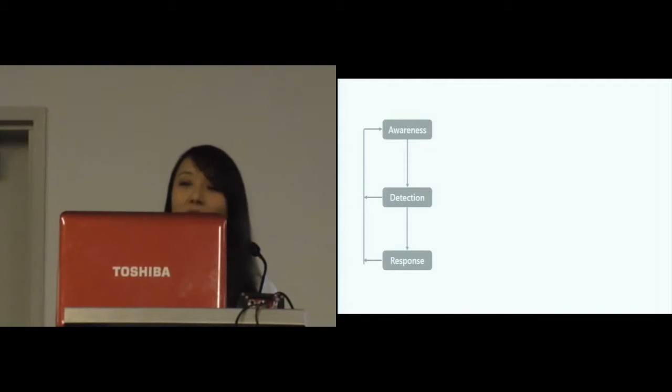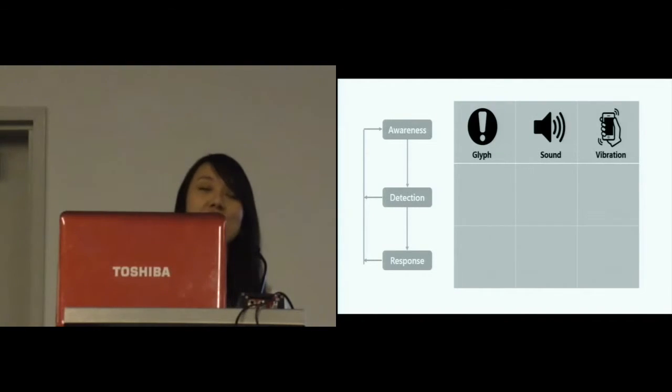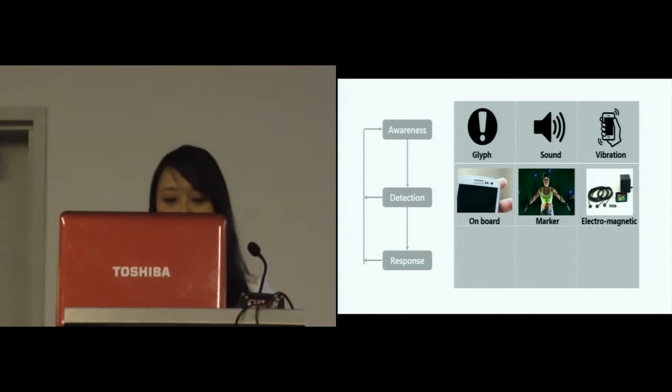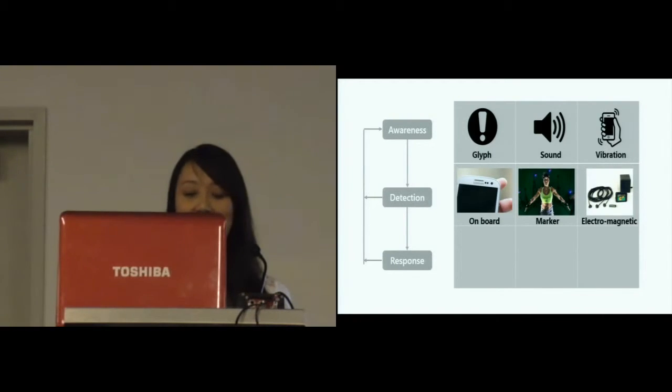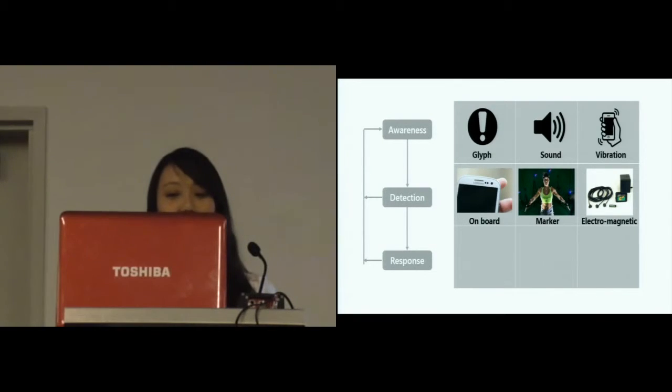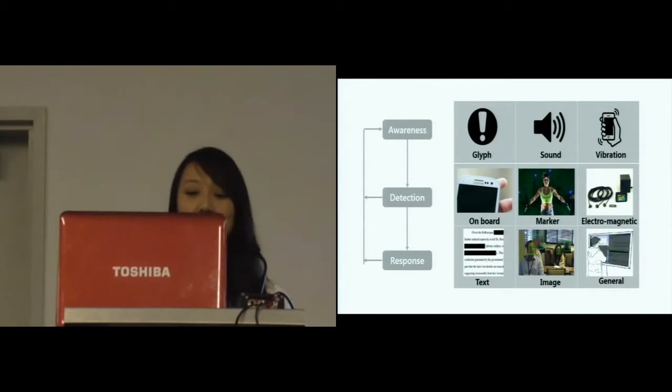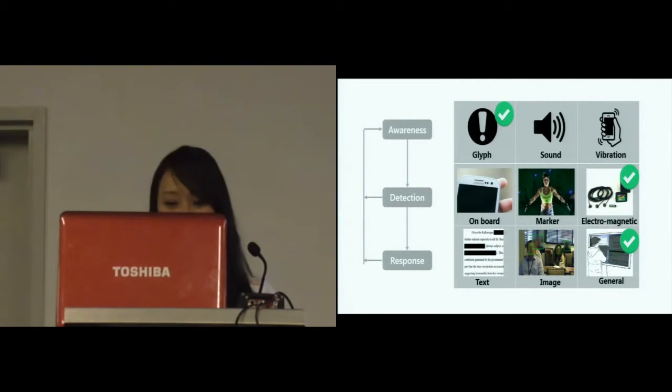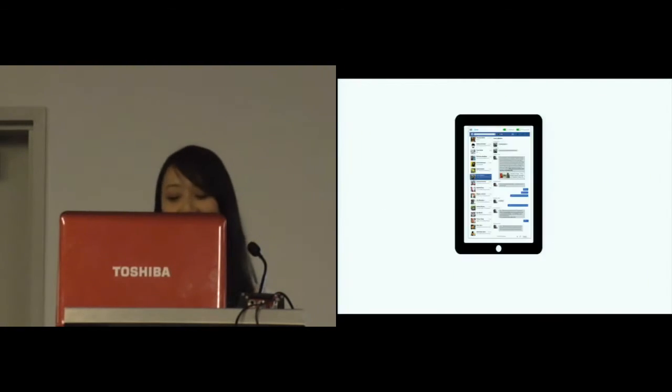Awareness could be raised by notifications in the form of glyph, sound, and vibration. Digital detection has been explored with front camera-based eye counting and eye detection, or marker-based motion trackers, electromagnetic motion trackers. The ways to respond include altering text, images, or general contents. Our work used glyph notifications, electromagnetic motion trackers, and general protection techniques.